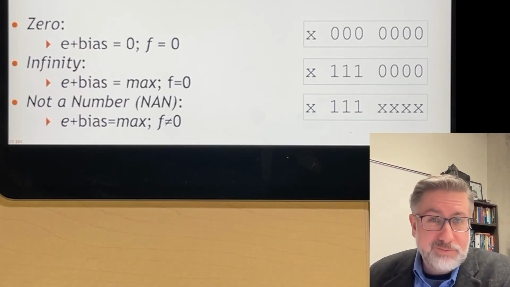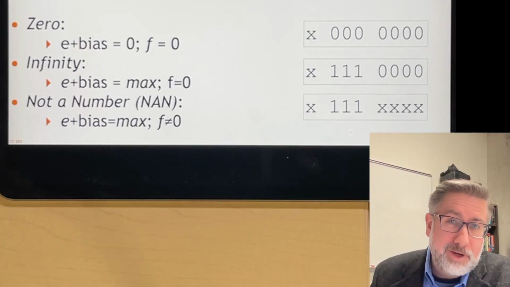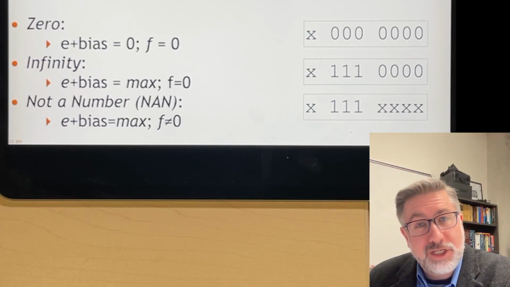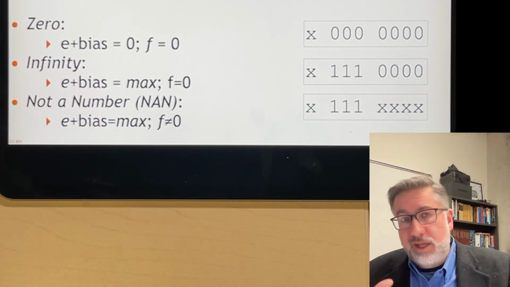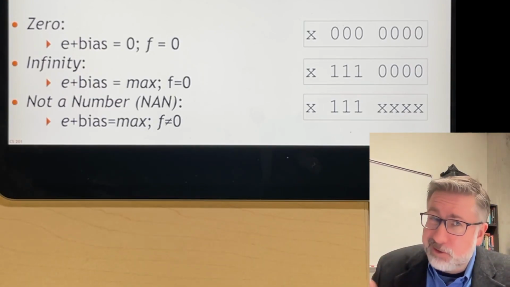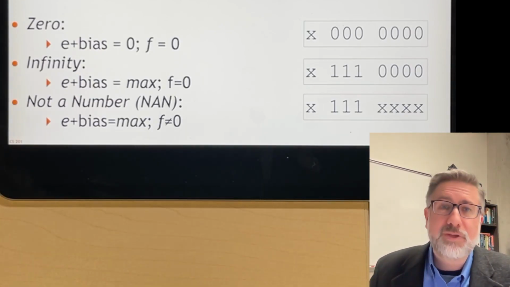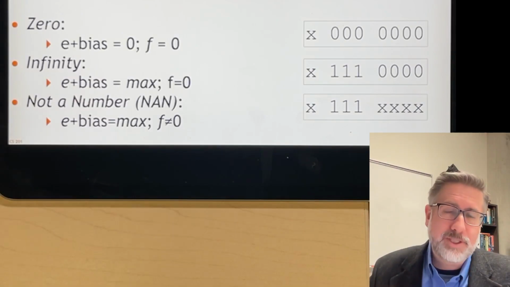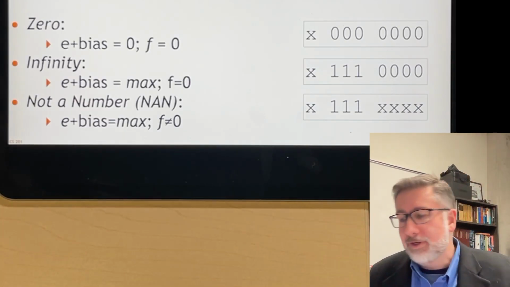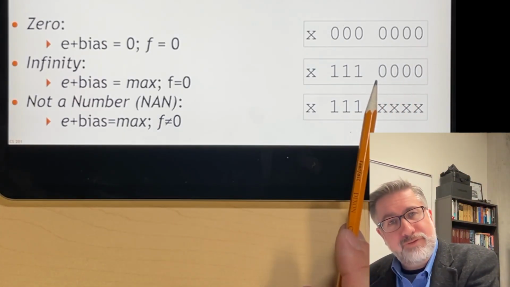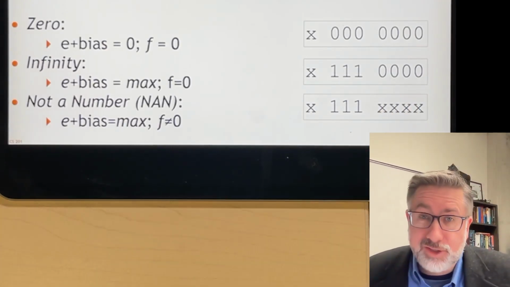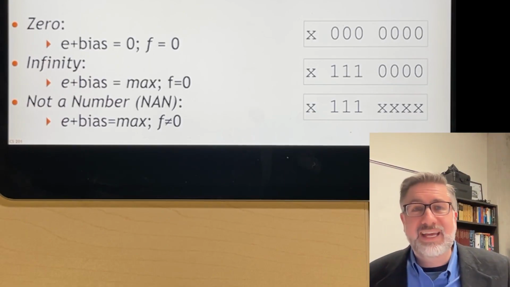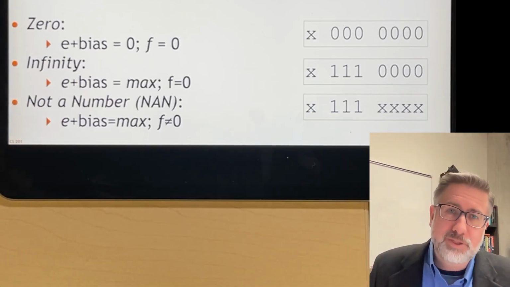And we represent them, again, this is the toy problem, an 8-bit problem, but we use exactly the same representation for the full 32 and 64-bit IEEE numbers. If the exponent is all zeros, that represents 0. If the exponent is all ones, that represents either infinity or not a number, depending on whether the significand is all zeros or not. If the significand is something other than all zeros, then it's not a number. If the significand is all zeros, then we use that to represent infinity.